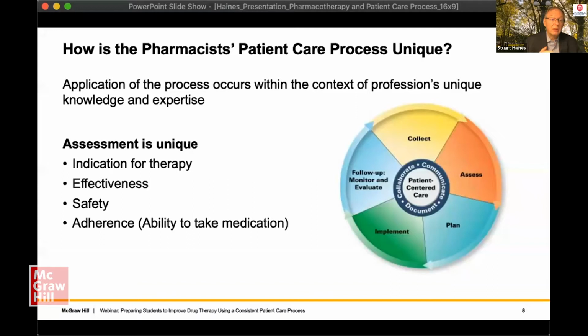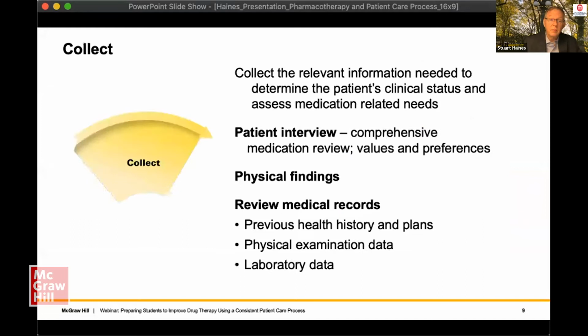But if a therapy is indicated and it's shown to be effective or it's being useful and it is safe in that particular patient, then of course adherence becomes one of the critical issues that we need to make sure is occurring, that the patient is able to use the medication in an optimal manner. So let's go into each of these sections a little bit more in depth.